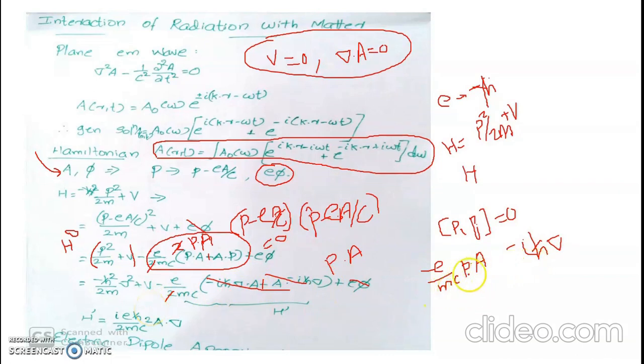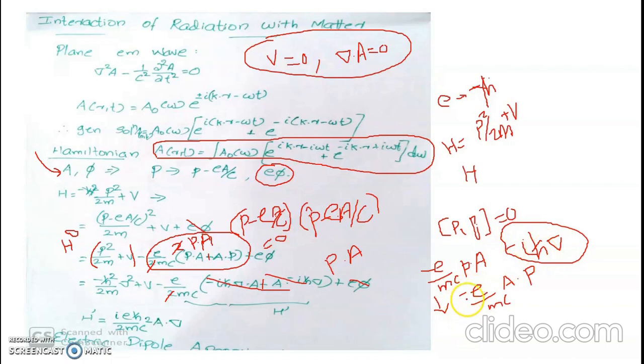Since P dot A and A dot P are commuting, let me take it as minus e by mc into A dot P. That will give me a format for this perturbed part of the Hamiltonian. So I'll be writing it as minus e by mc into A dot P. Now we replace P, the momentum operator, by means of its coordinate representation, that is minus i h cross grad.